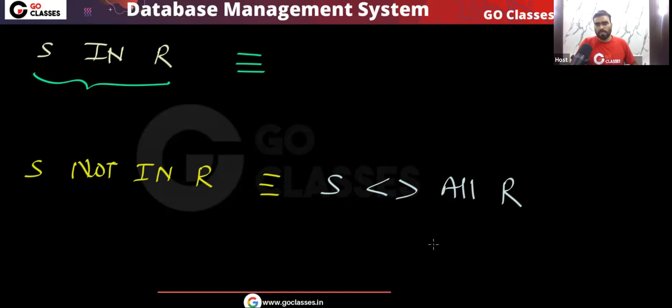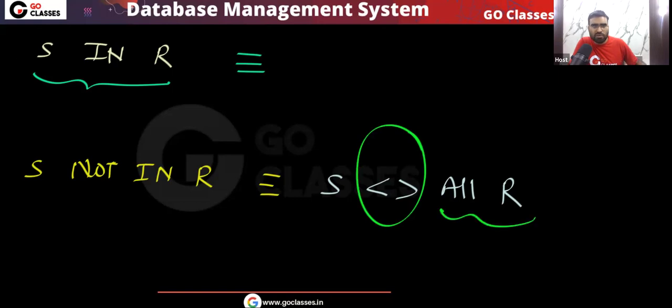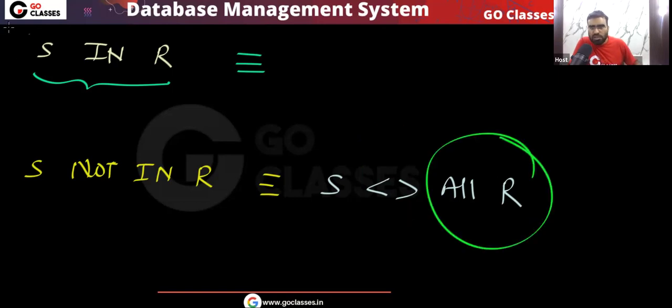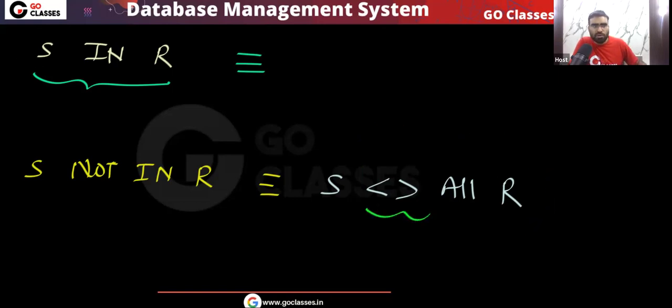Yes or no? See, I am saying S not in R. S is not in R. Now I can say S is not equal to all the values I am saying. For all the values I am saying, S is not equal to them. Is this clear?